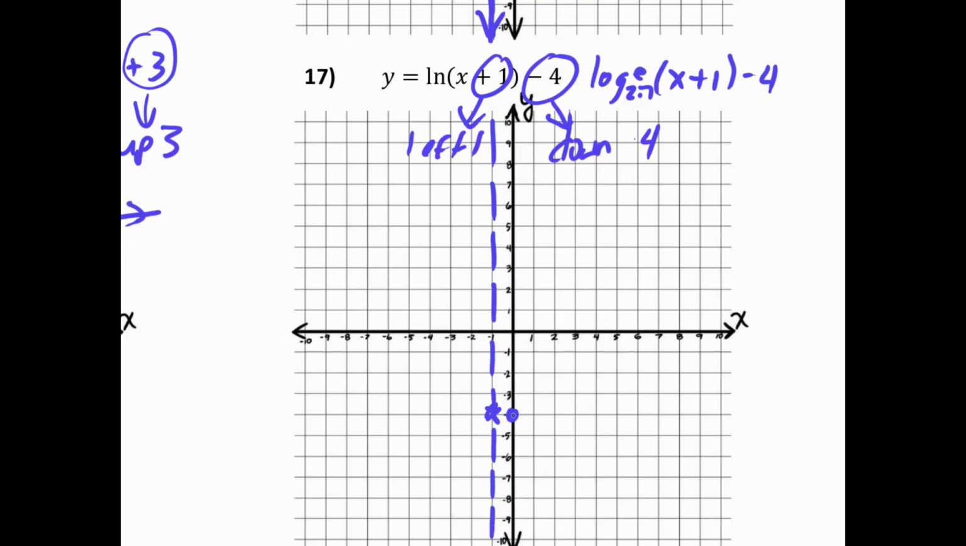First dot is 1 away. Now, because it's a natural log, I just multiply by 2.7. So I'm going to use some of the same numbers as the last problem. 2.7 away, right there. 2.7 times 2.7, 7.29. All the way out here.